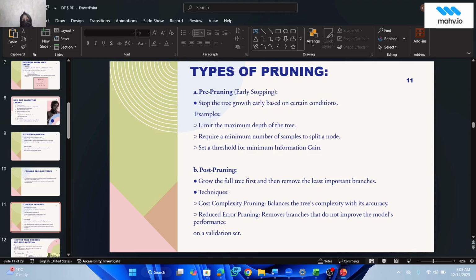And in post-pruning, your tree first grows fully, and after that you remove the least important branches. The techniques are cost complexity pruning and reduced error pruning. Cost complexity balances the tree complexity with its accuracy, and reduced error removes the branches that do not improve the model performance. So if the branches do not improve your model performance on the validation side, just remove them.